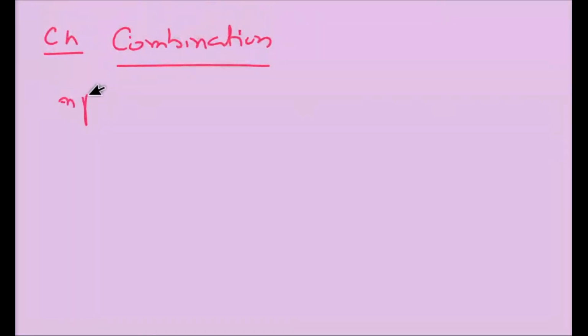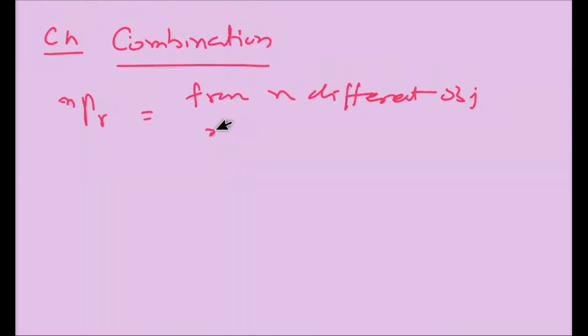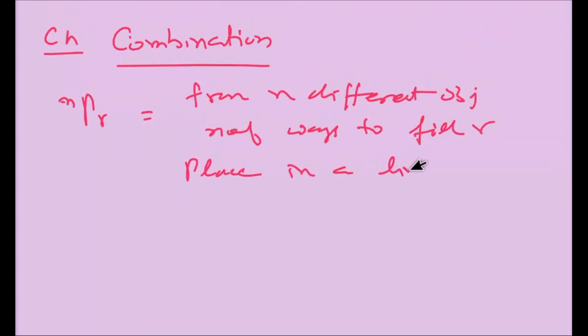Now, what is the meaning of nPr? From n different objects, the number of ways to fill r places in a line. Okay, now I am going to be using here nCr.